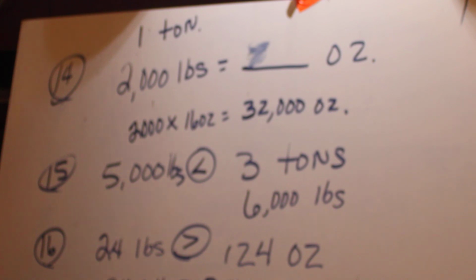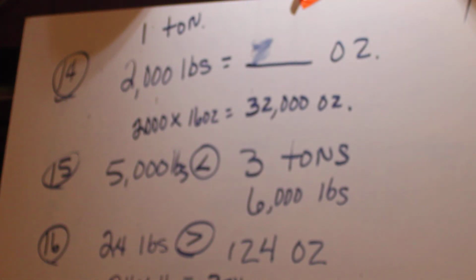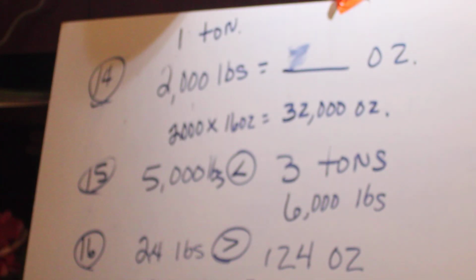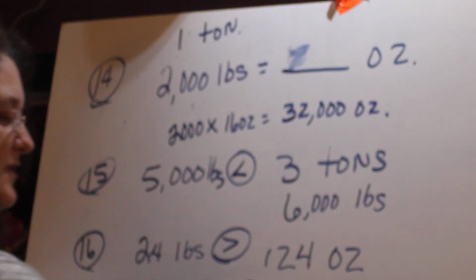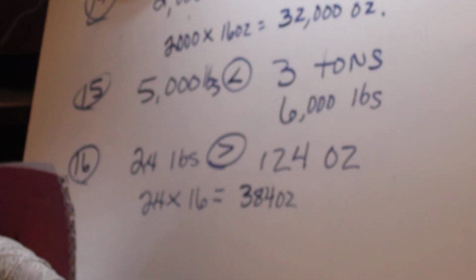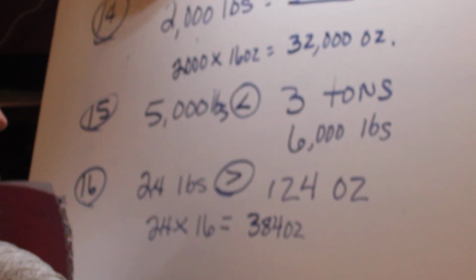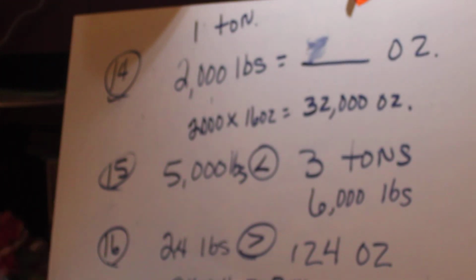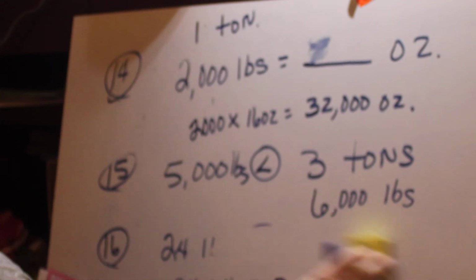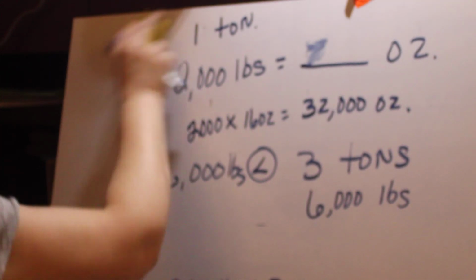All right, let me make sure my camera's still on. Okay, good. And I see that you cannot see this part right here, so I'm just going to raise that up a little bit. 24 times 16 is 384. All right. So that was 16.